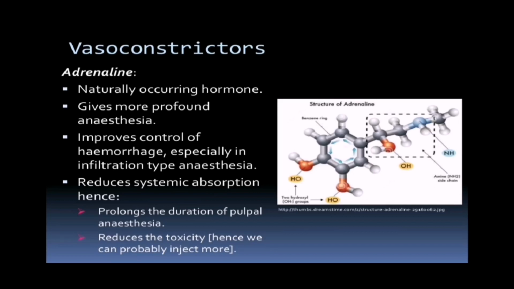Vasoconstrictor. Adrenaline, a naturally occurring hormone, gives more profound anesthesia and improves control of hemorrhage, especially in infiltration type anesthesia. It reduces systemic absorption, hence prolongs the duration of pulpal anesthesia and reduces the toxicity, hence we can probably inject more anesthetic.